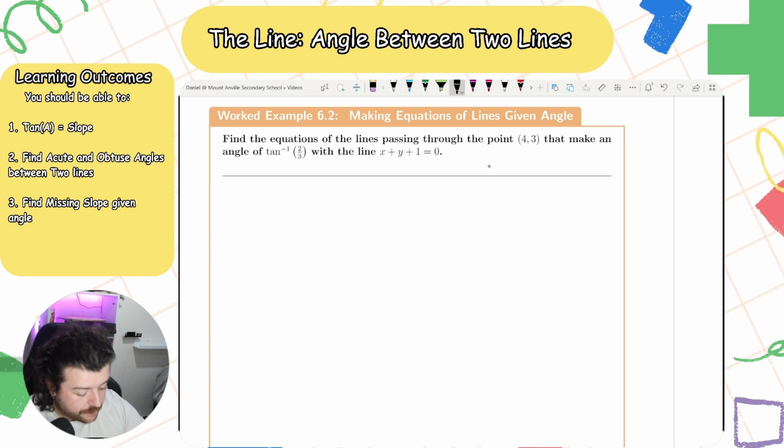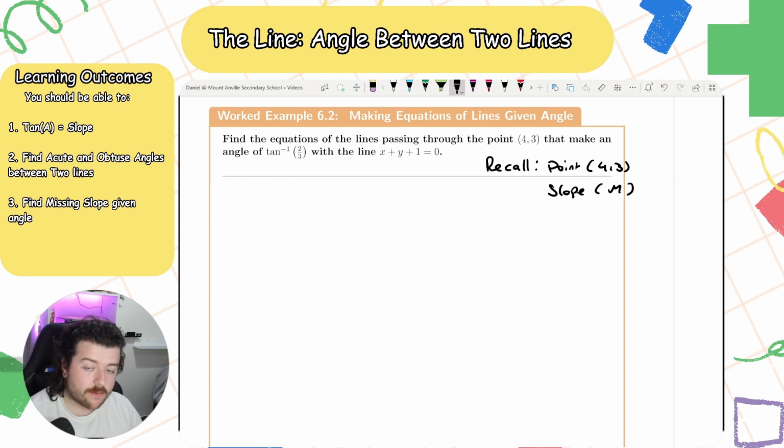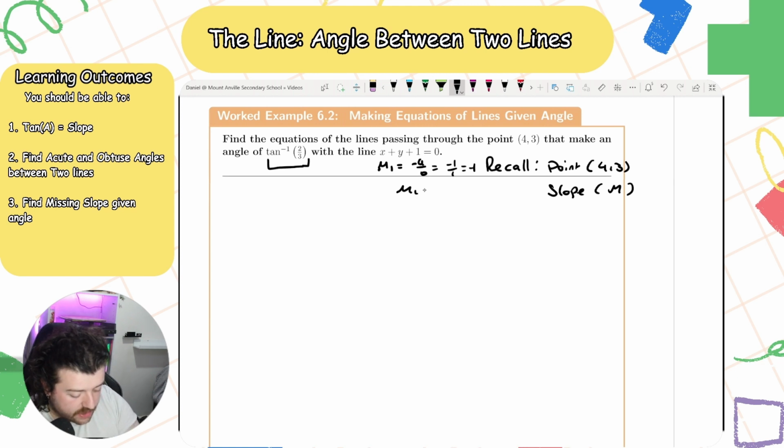So if you recall, for an equation of a line, I need a point, in this case (4,3), and a slope, which I don't know, so I'm going to call it m. But what I do know is that tan inverse of 2/3 is the angle between these two lines. So let's find the slope of this line. That is going to be minus a over b, which is minus 1/1, which is minus 1. So I have a slope equal to minus 1, and m.